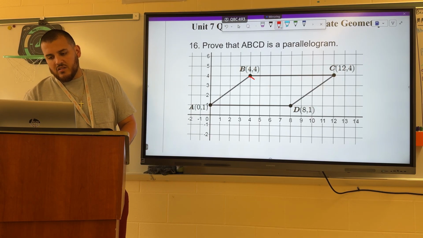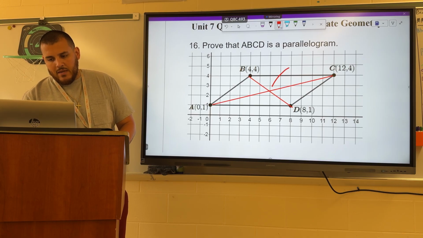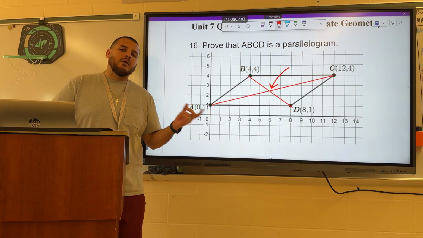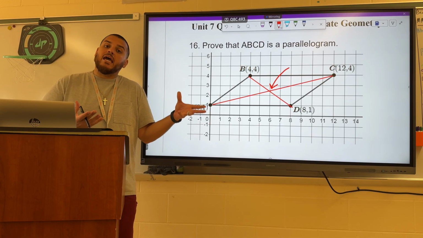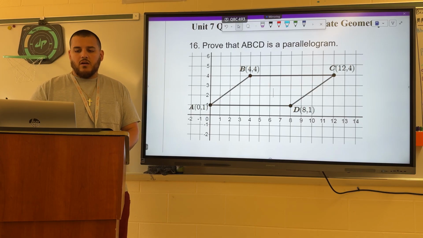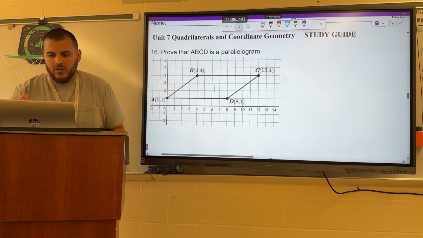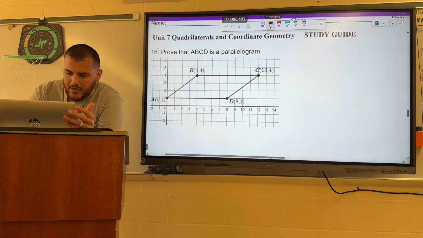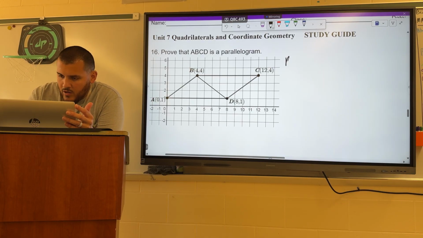Because if the diagonals cut each other in half, then the point that they meet would have to be the midpoint for both diagonals. So they would have the same midpoint. So that's what we're going to try to prove here in this example, right? We're going to do it one at a time. I'm going to start with diagonal BD. I'm going to be organized and show my work.